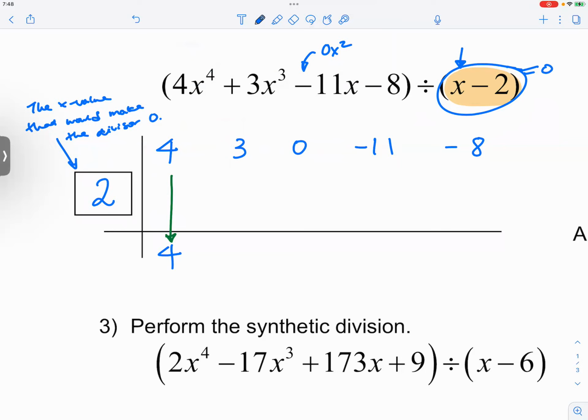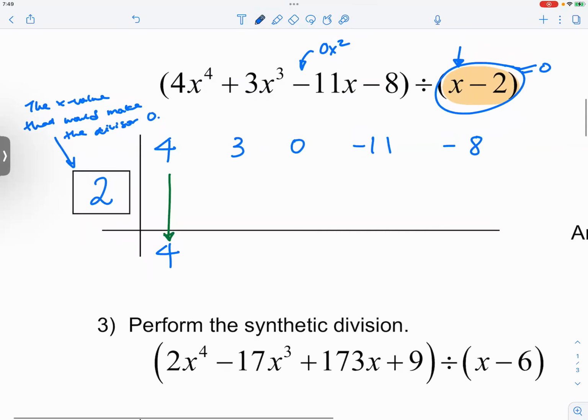And what's about to happen next would be quite repetitive. So again, make sure you pay attention. This times this is 8. You put the number right here. 2 times 4 is 8. So when you multiply those two numbers together, you place the product right here. And then for these two numbers that are aligned vertically, you would add them.